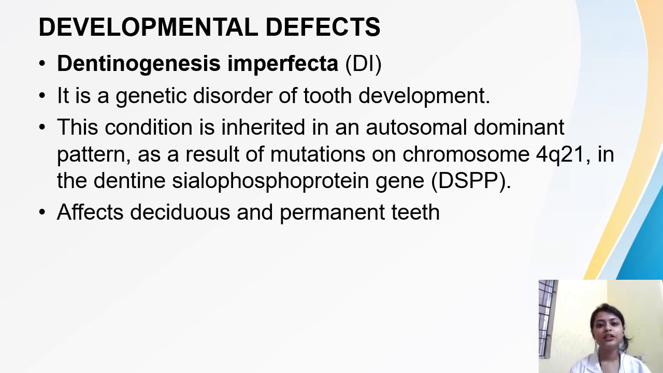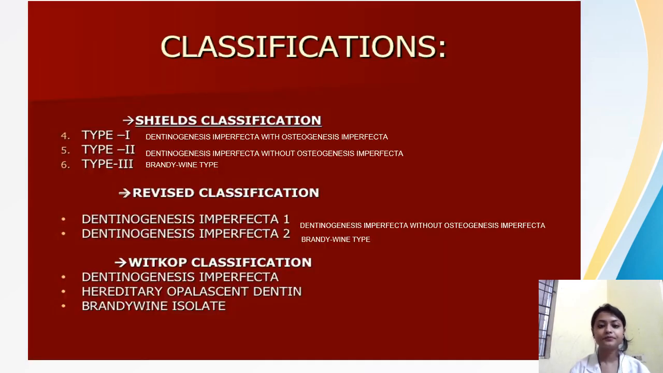Now, what are the developmental defects which affect the dentin? First, we'll come to dentinogenesis imperfecta. It's a genetic disorder of tooth development. This condition is inherited in an autosomal dominant pattern as a result of mutations in chromosome 4q21 in the dentin sialophosphoprotein gene, the DSPP gene. So mutation of this gene results in this genetic defect. It affects the deciduous as well as the permanent dentition. It was classified as type 1, type 2, type 3, but the revised classification is only two: dentinogenesis imperfecta 1 and dentinogenesis imperfecta 2.